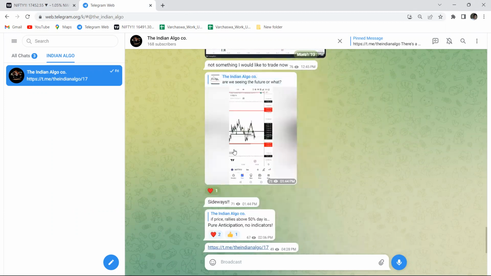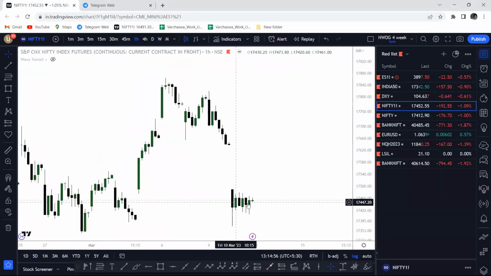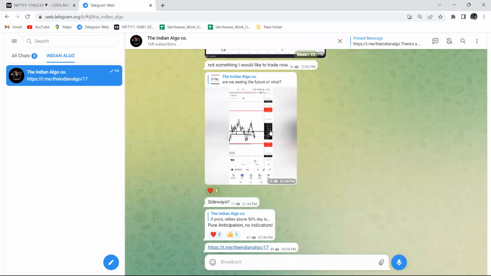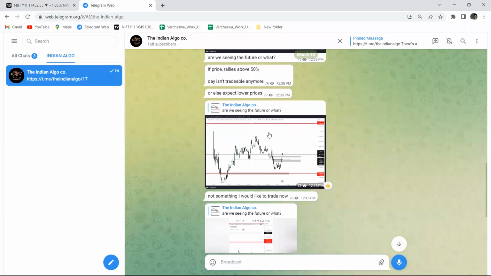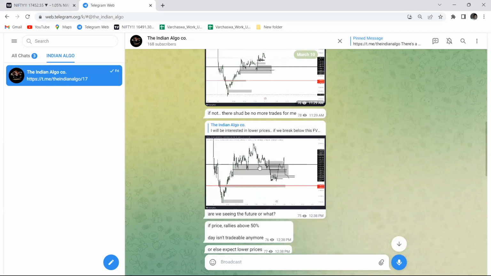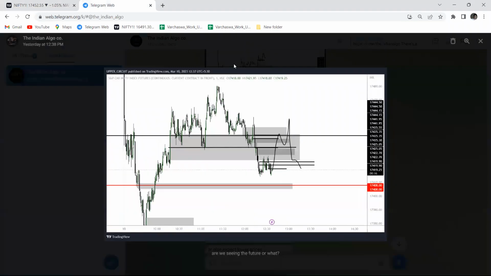So if you see this particular range right here, are you able to anticipate this or not? If you are not able to anticipate this, please go ahead and look at the chats right here. I've been updating everything in real time here.